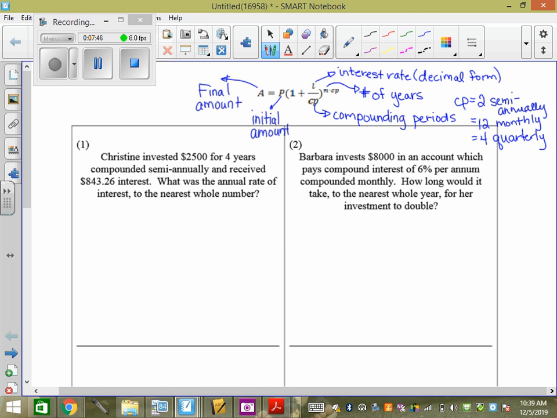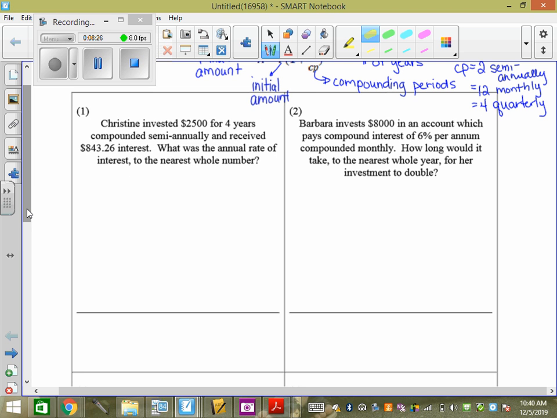So how do we know we need to use this formula? Well, the question will have the word compounded in it. If you see that, you highlight it, you use this formula. Done and done. So 2 for CP if it's semi-annually, 12 if it says monthly, 4 if it says quarterly. If you don't have a highlighter, I would get one or borrow one of my markers or use your pen and underline. It's a word problem, so highlighters are important. We're going to use them.